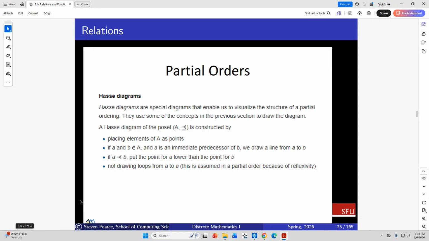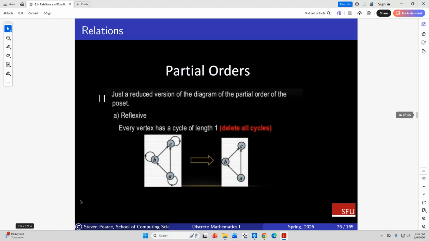Hasse diagrams. This is a way to handle these diagrams, as they can get really clumsy. Imagine you have partial orders, you're reflexive, so every node has a loop. You've got parallel edges. You've got these transitive properties: A to B, B to C, A to C. It's just a big cluster. It turns out in real life, these become very complicated.